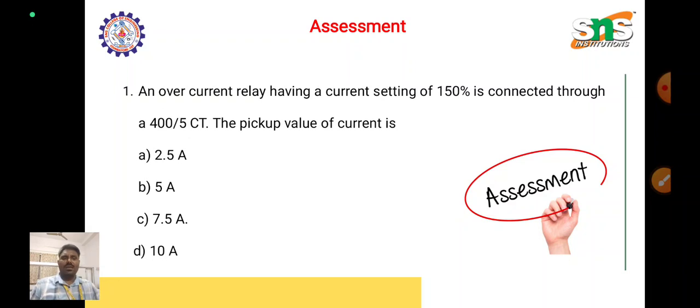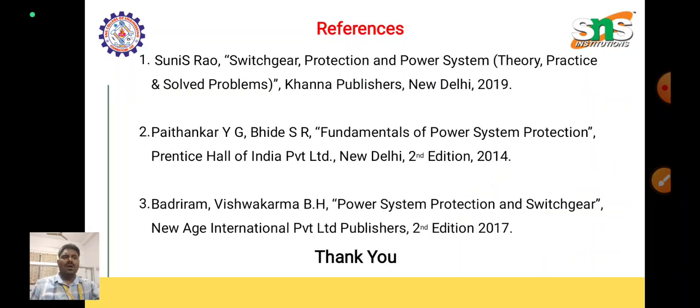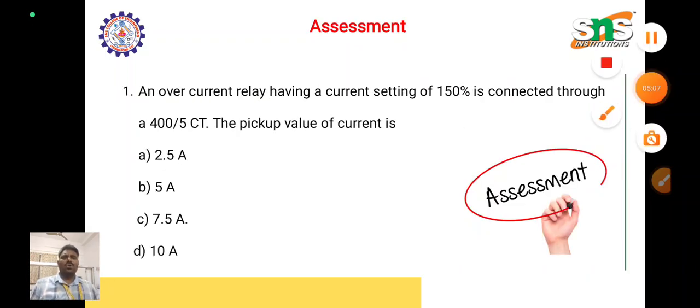And this is the assessment. An overcurrent relay having a current setting of 150 percent, which is connected through a 400 to 5 amps CT. Now we have to determine the pickup value of the current: is it 2.5 amps, 5 amps, 7.5 amps or 10 amps?